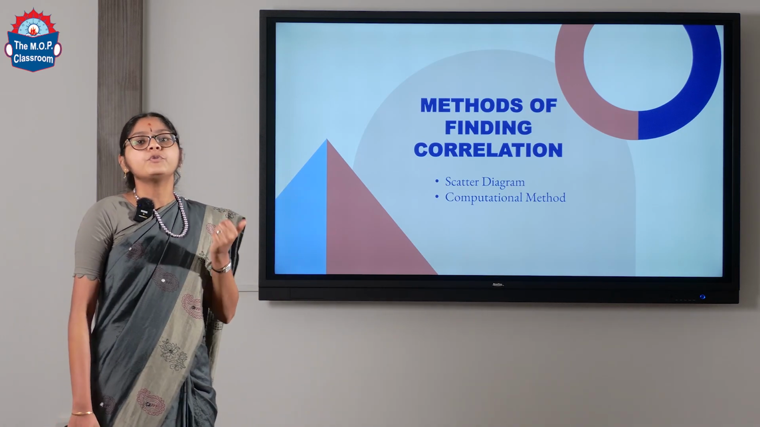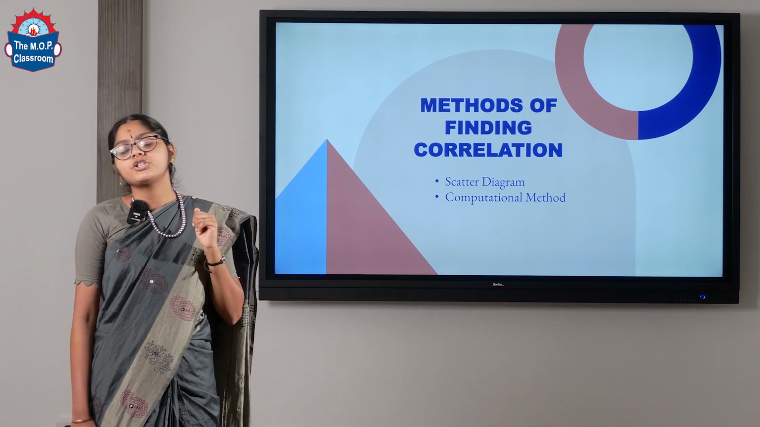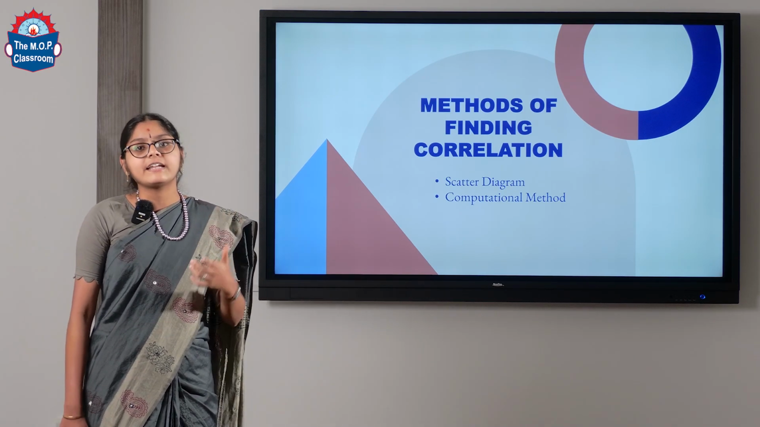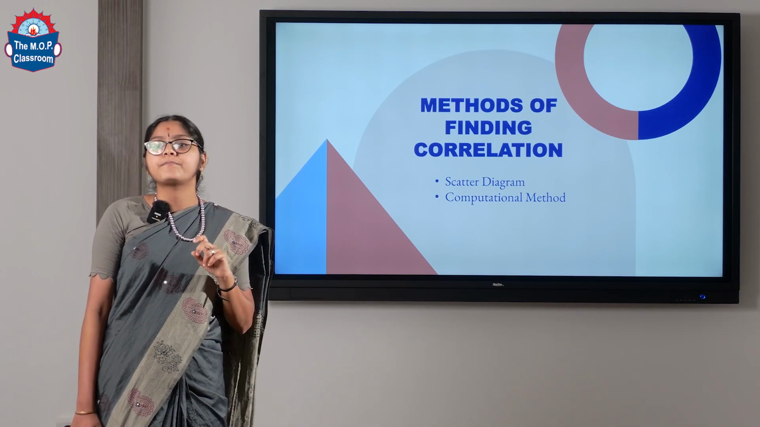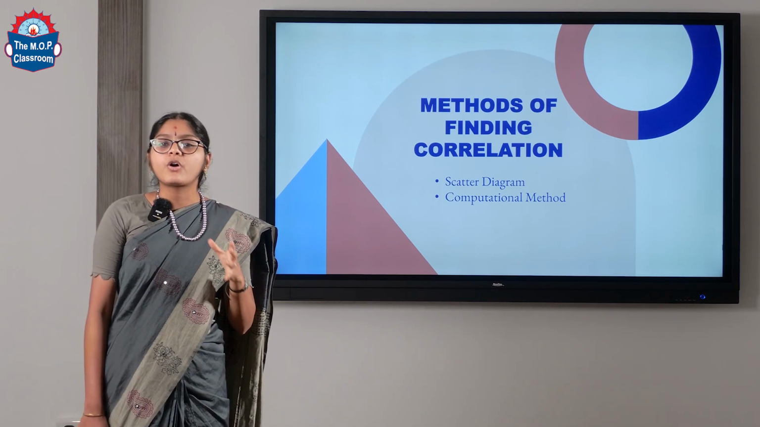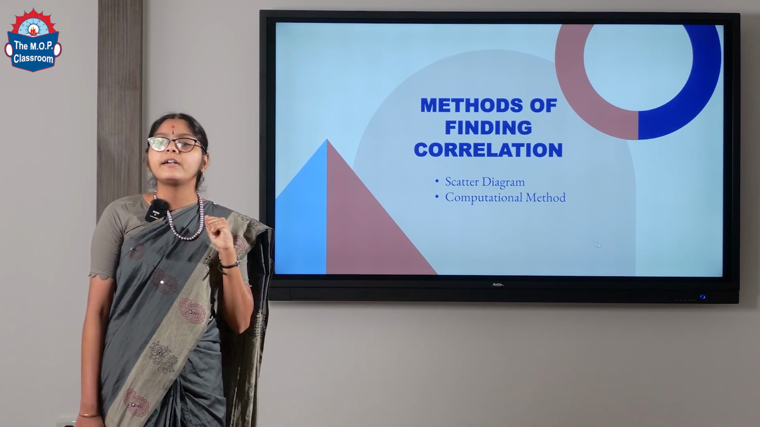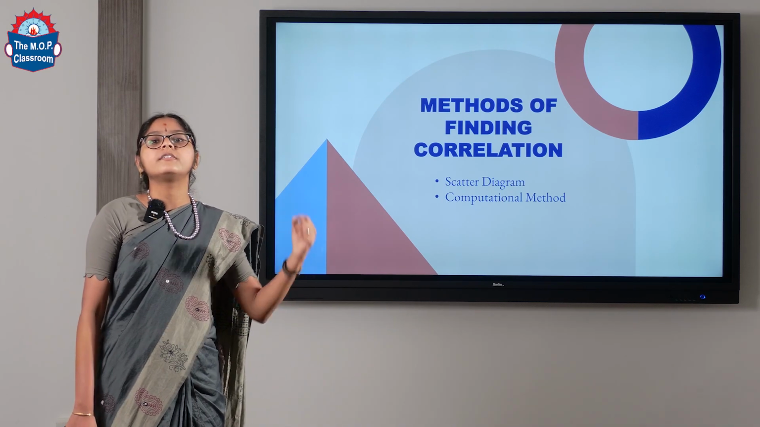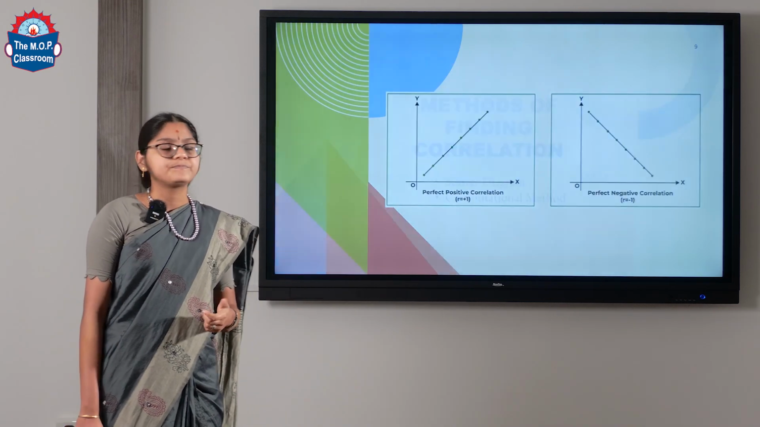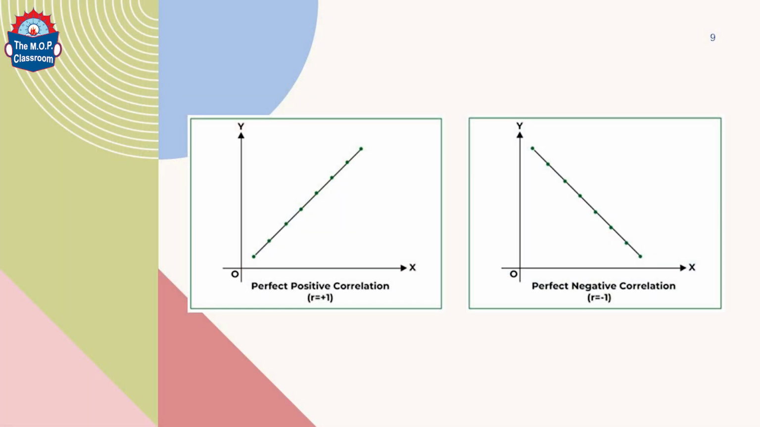But in the case of computational methods, Karl Pearson is one such statistician who came forward and said that we can compute and find out the correlation in a different manner. I am not getting into Karl Pearson's correlation coefficient right now. We will just stop at the scatter diagram. Now I am going to show you how different scatter diagrams look. The first case is positive and negative correlation.